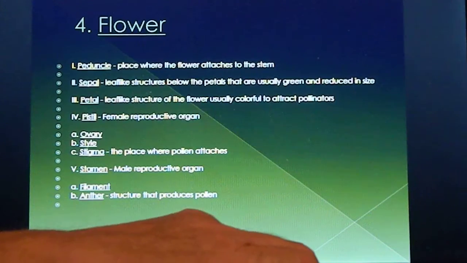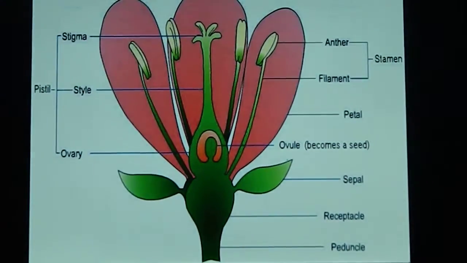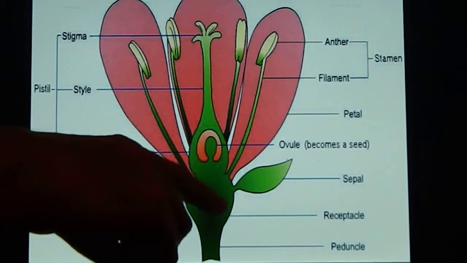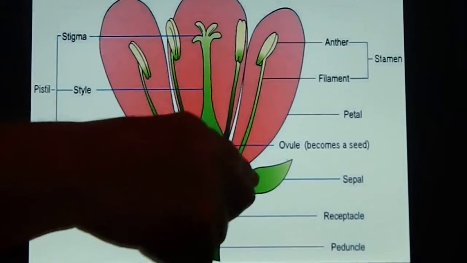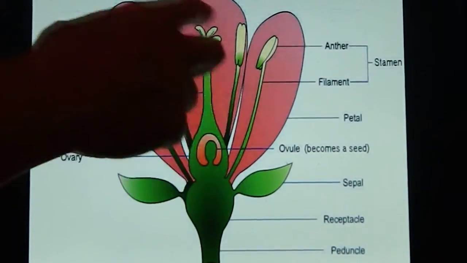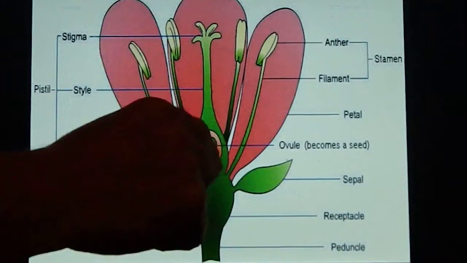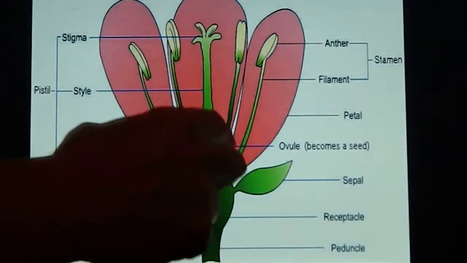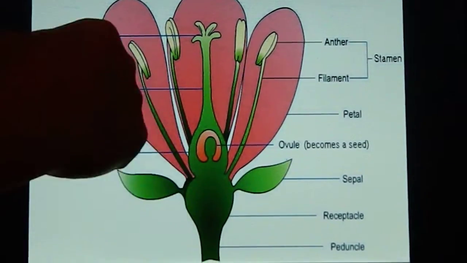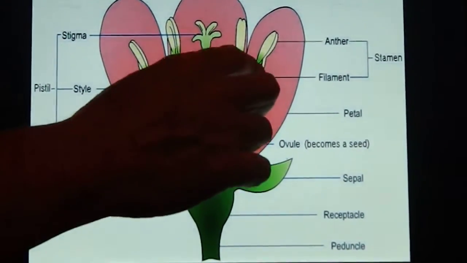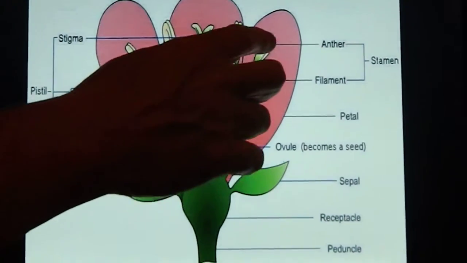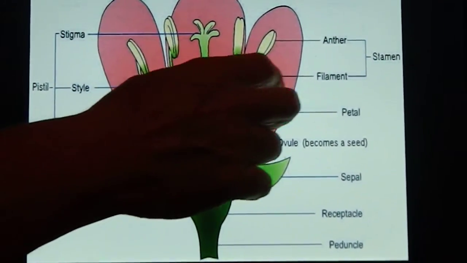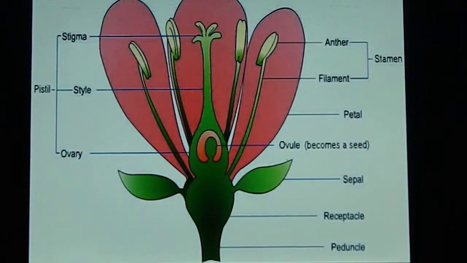And so we again have a drawing that depicts these structures. We have the peduncle, all right, and we have sepals and petals, right? And then we have the pistil, which has the stigma, the style, and the ovary, right? That's the pistil. And then over here we have a filament and an anther, and they together make the stamen, which is the male reproductive organ.